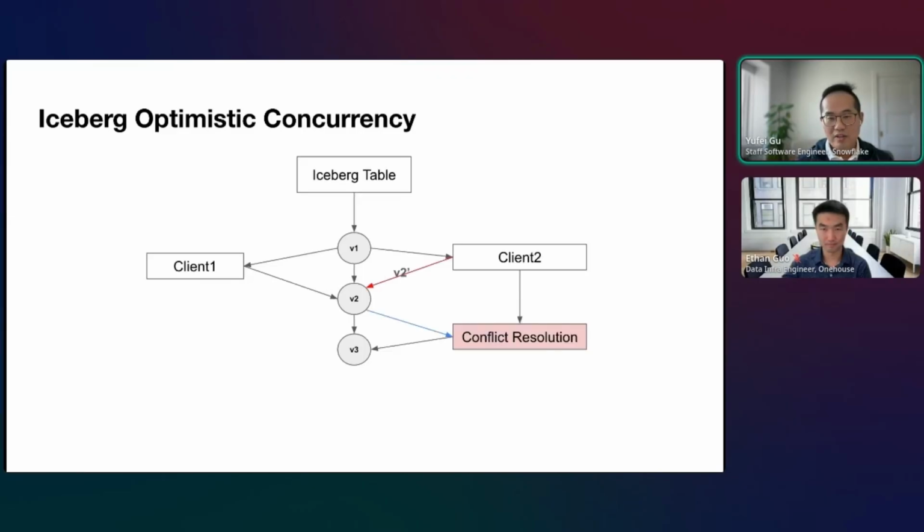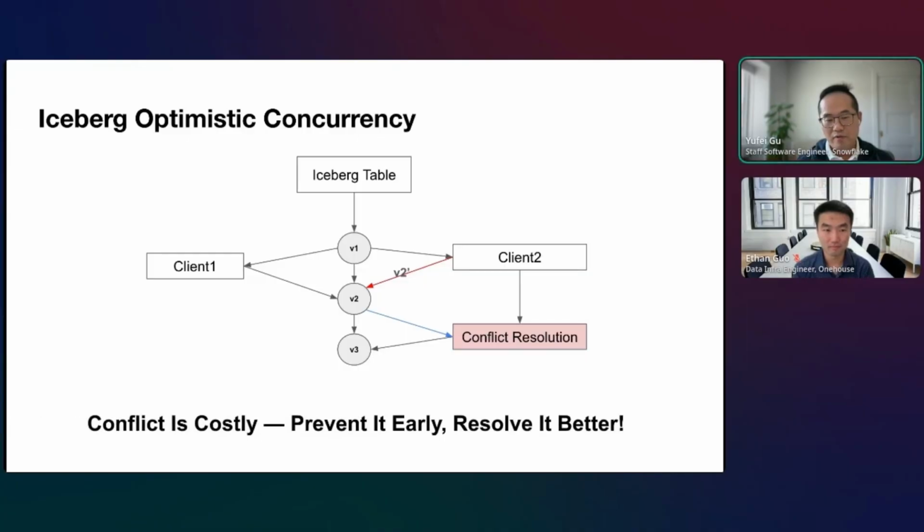This is the happy path. As you may know, it can happen with concurrency. When you have concurrent writes to one table and both client 1 and client 2 pick up version 1 of that table and try to make some change and commit, only client 1 succeeds. Client 2 finds out the base has changed. What happens to client 2 is that its v2 commit will fail, it falls back, does conflict resolution, and commits as a new version, v3. Hopefully that goes through. So the whole conflict resolution is very costly. We should prevent it early, and we should resolve it better.